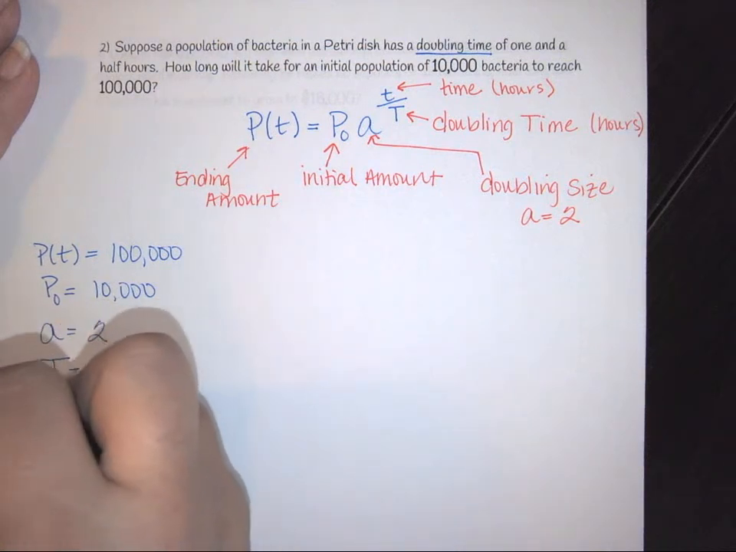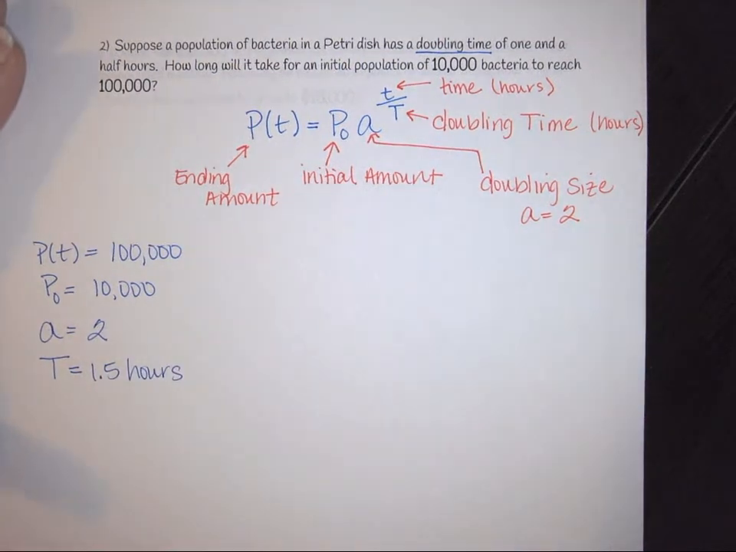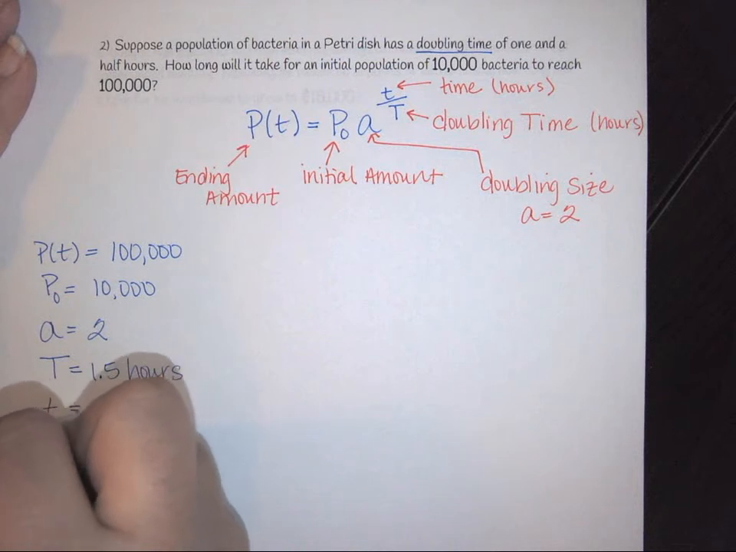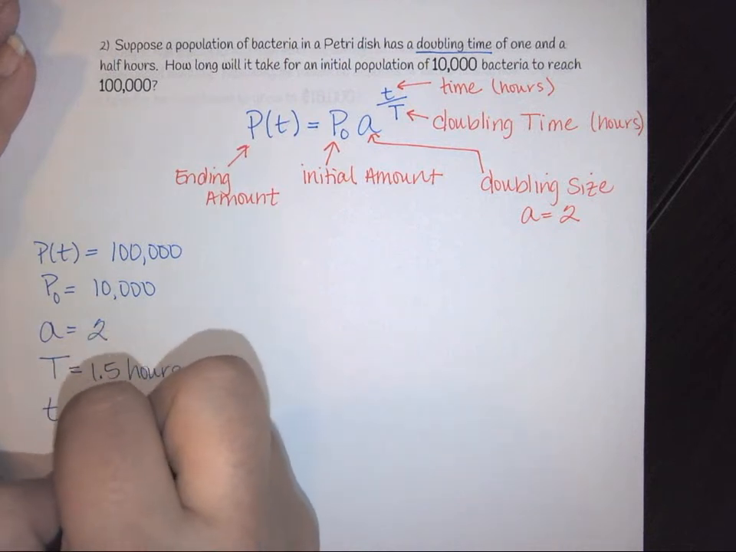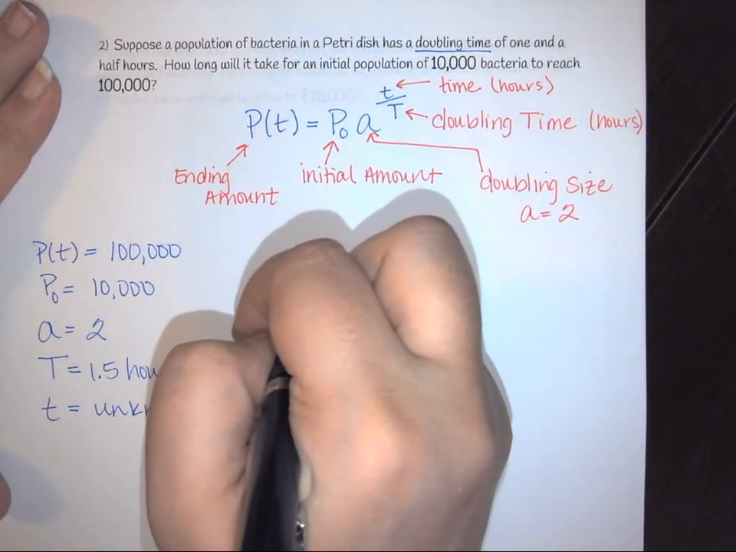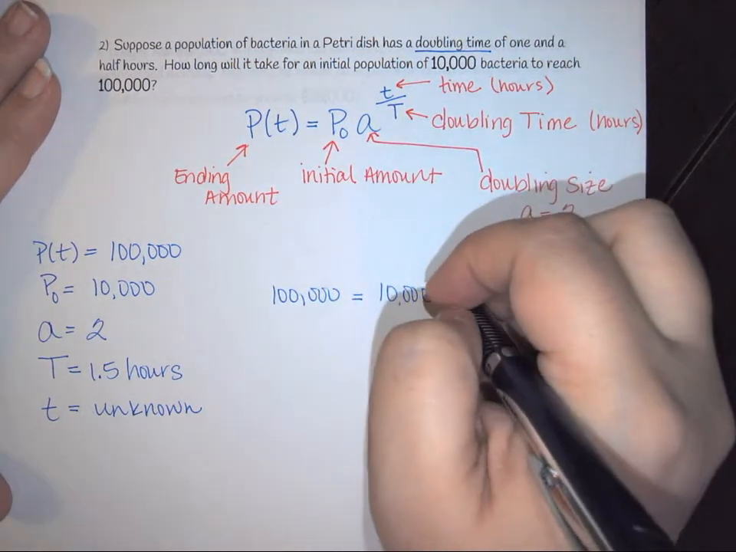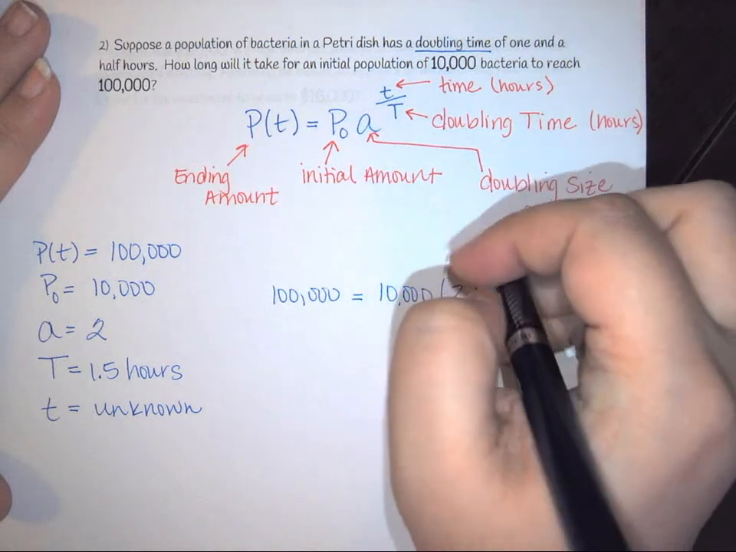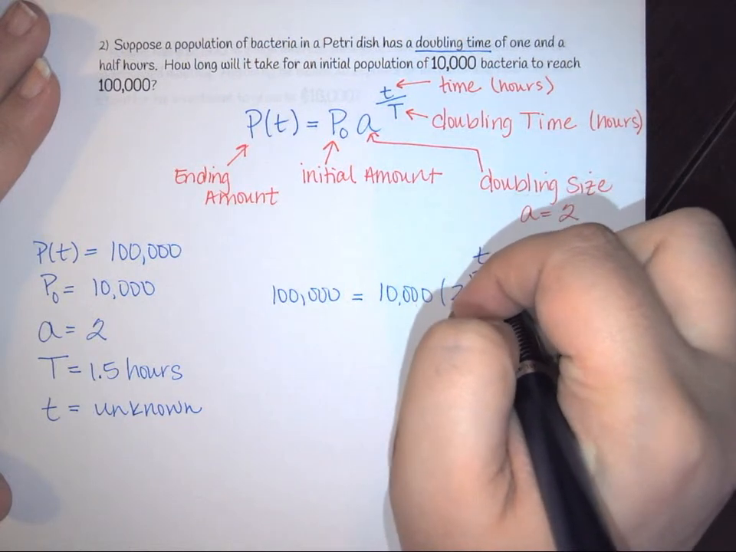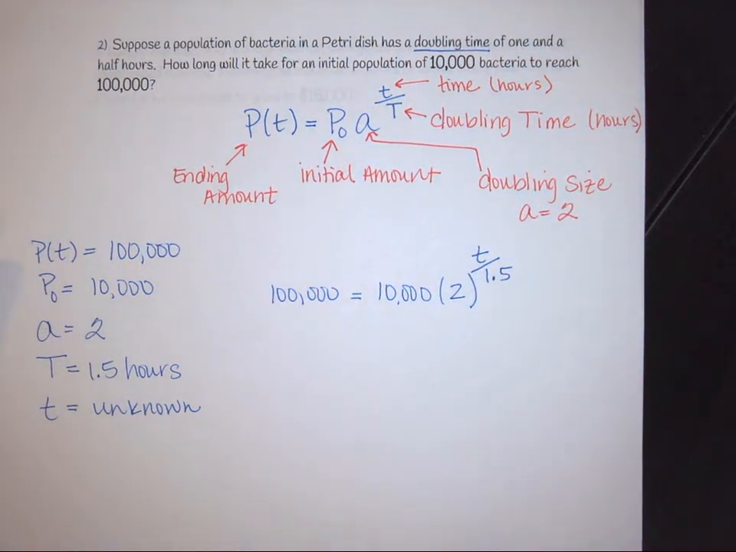We know my big T is going to be 1.5 hours because we're told that's the actual doubling time. And little t is the unknown. That is what we're solving for. How long does this happen? So we need to set up our formula. 100,000 is equal to 10,000 times 2 raised to the little t over 1.5. So we need to be able to solve for little t.